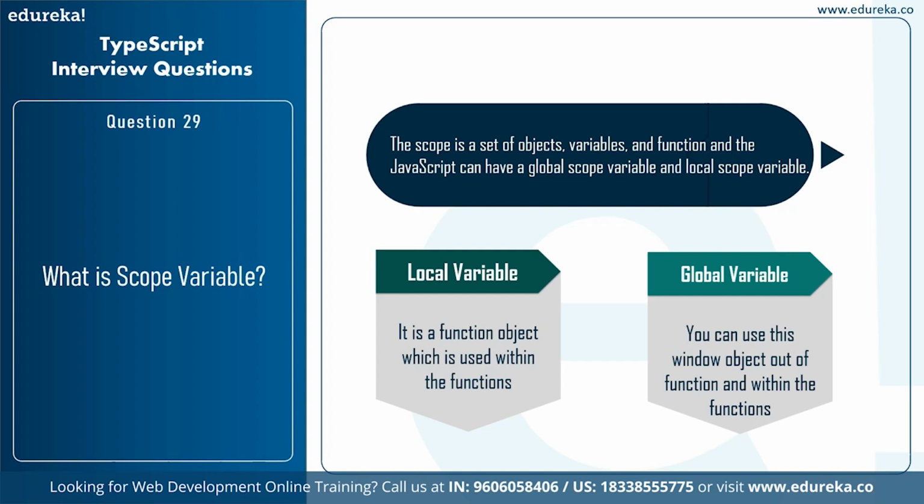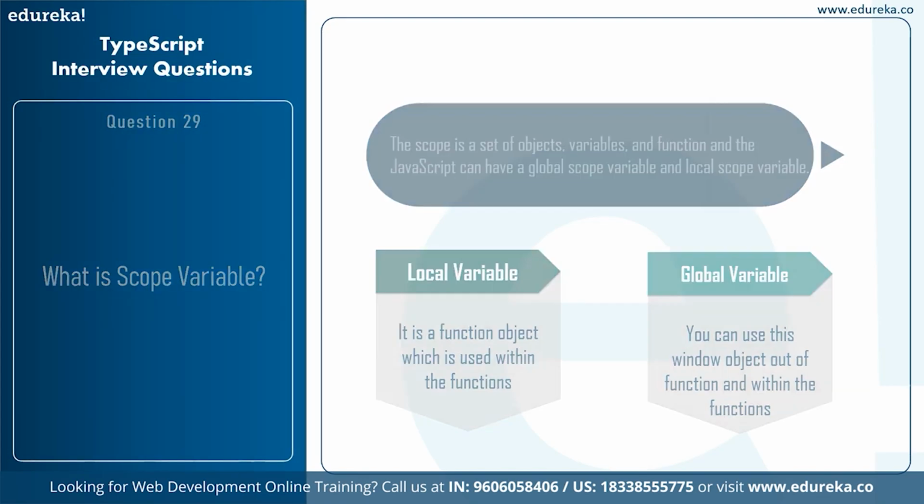The first is the local scope, which is a function object that is used within the functions. The next one is a global scope variable. You can use this window object out of function and within the functions. So these were the two different types of scope variable in TypeScript. Now let's move on to the next question.